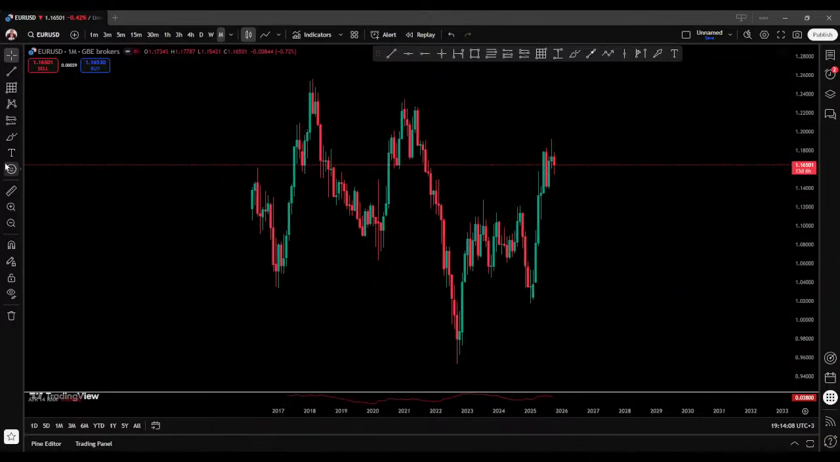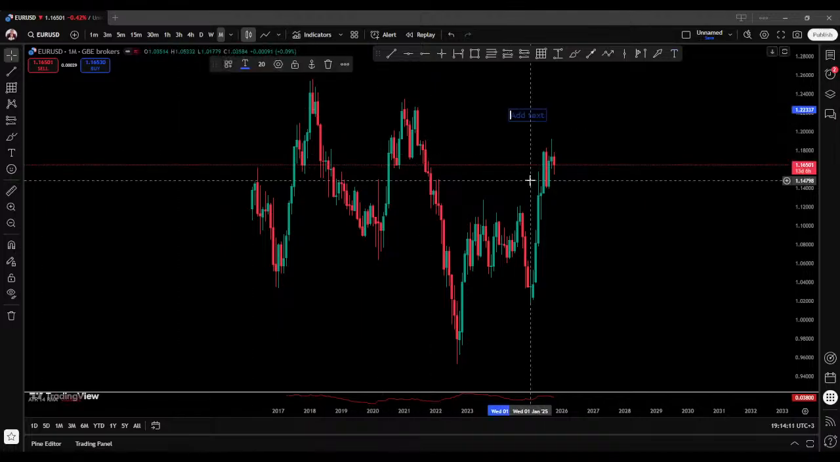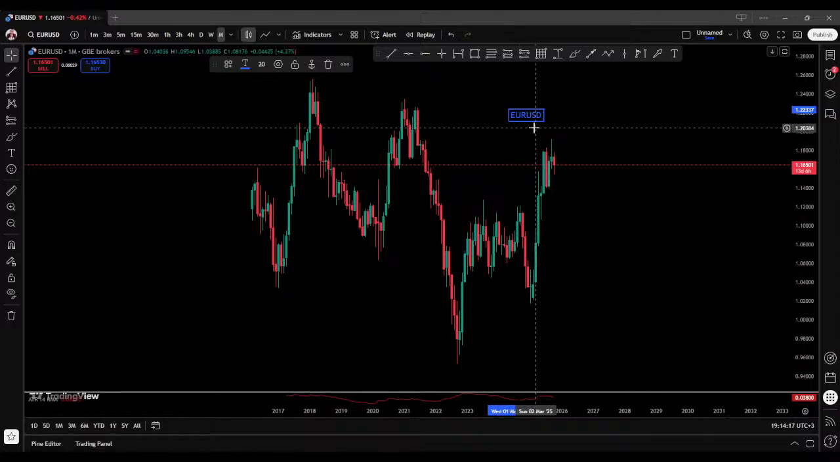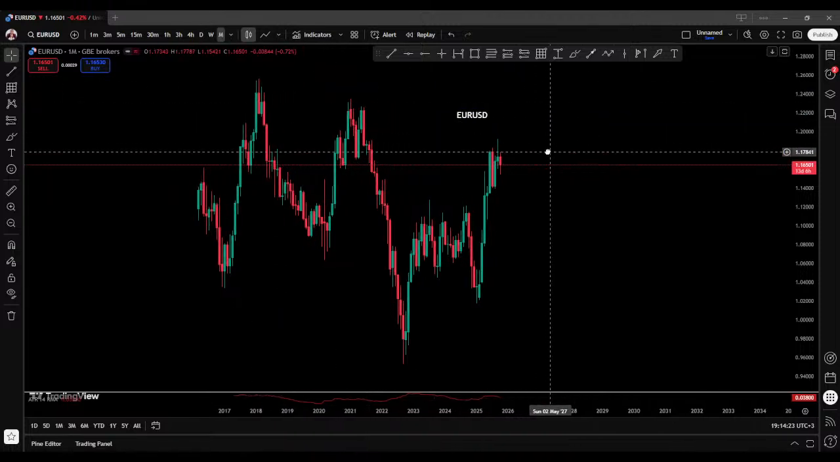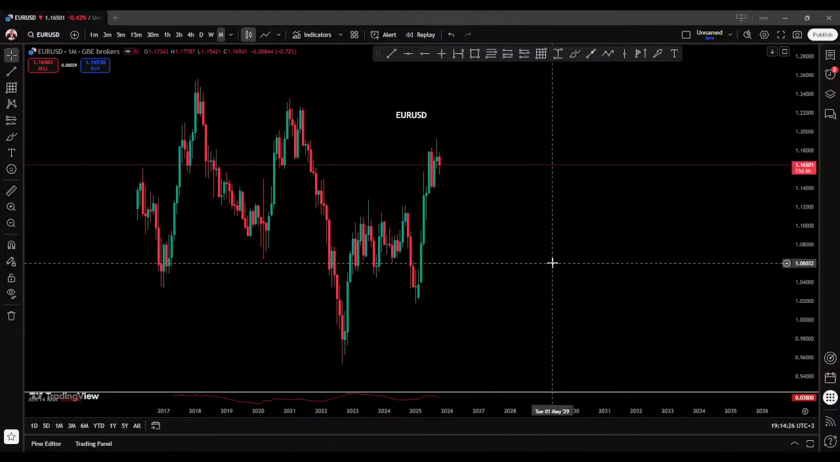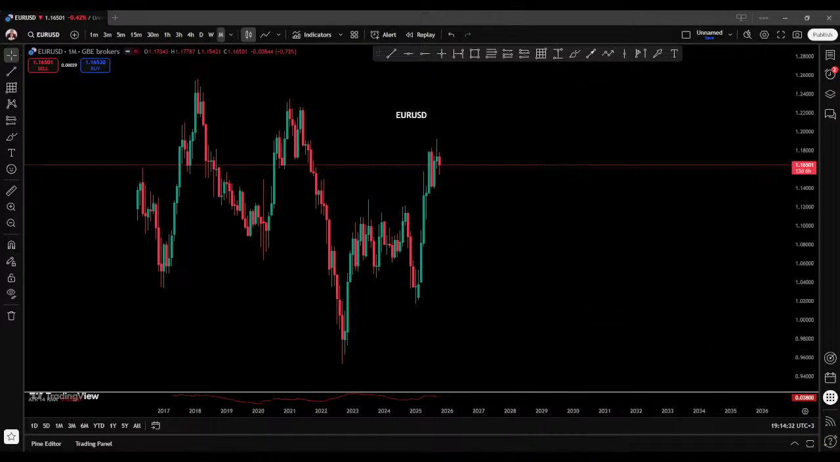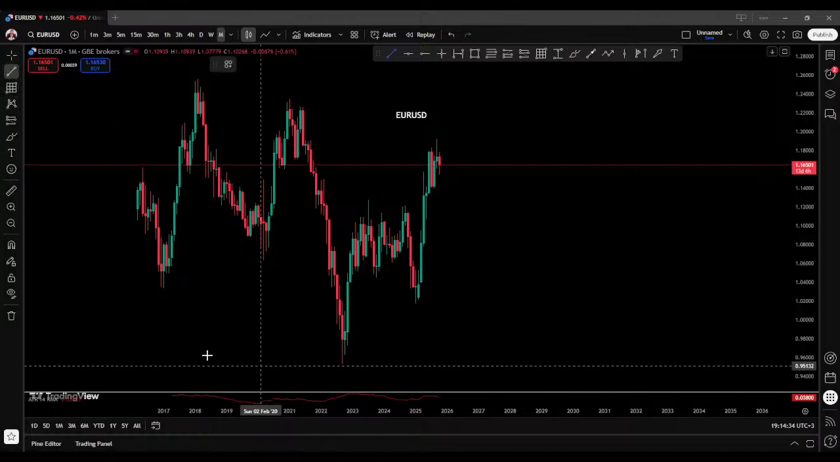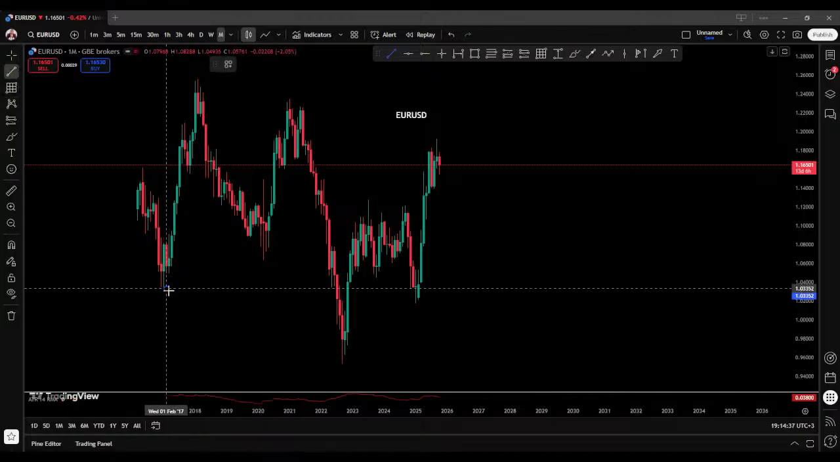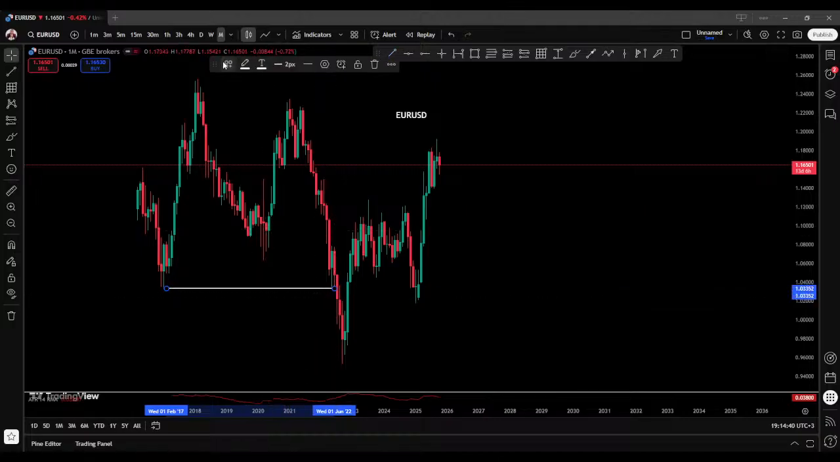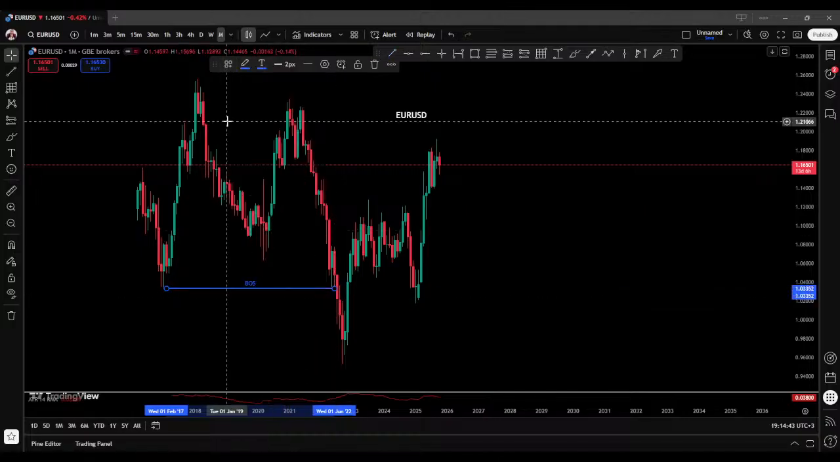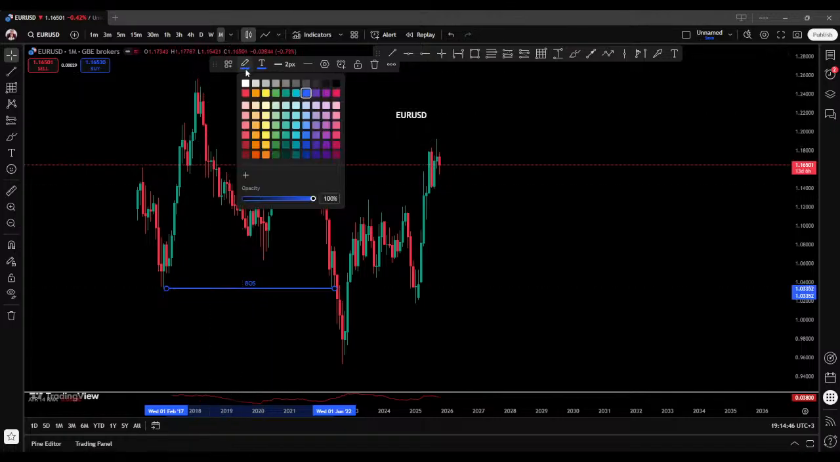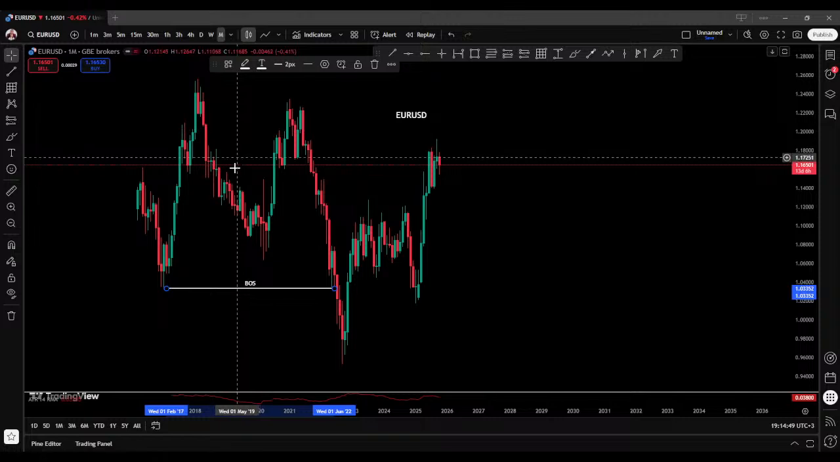This is now EU. This is Euro USD. So what can we see in the monthly? We see that we are bearish. We are bearish because this was taken out. This was a break of market structure.